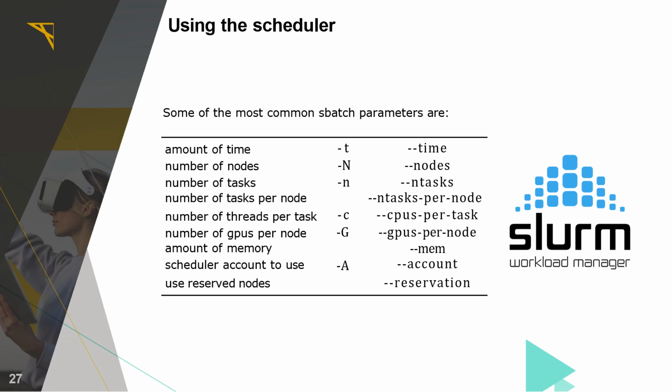Then you can also use reserved nodes. Now, if you have reserved nodes for special projects, you have to specify the reservation. If you're using a reservation, jobs outside of this reservation won't actually run on this particular node. So these are some of the SBatch parameters that we have, and it also specifies exactly what you can do with them when you're trying to run a job on any of these HPC systems or access the cluster.